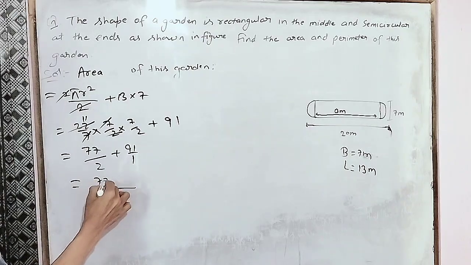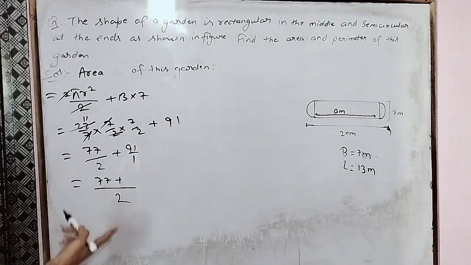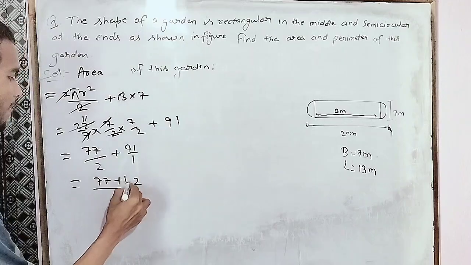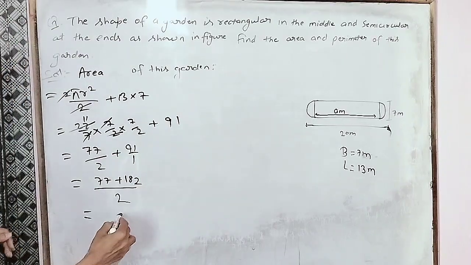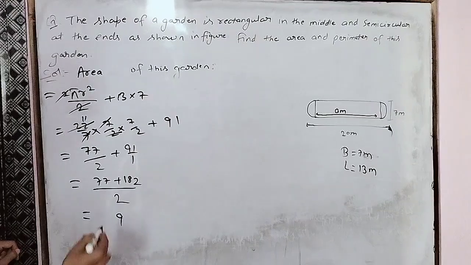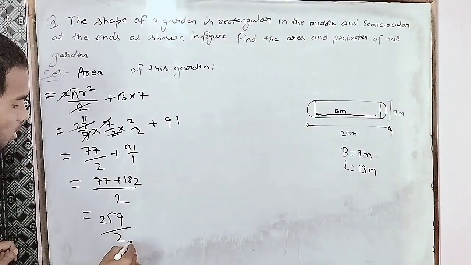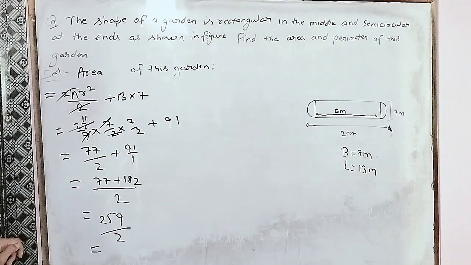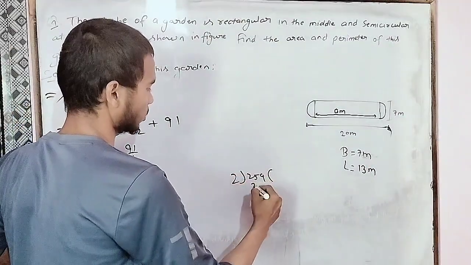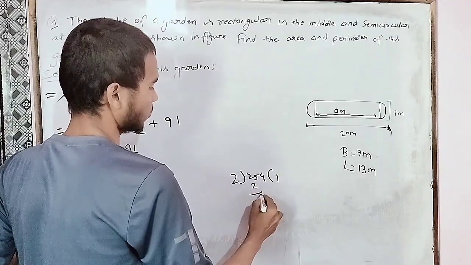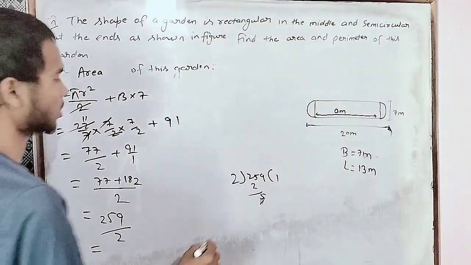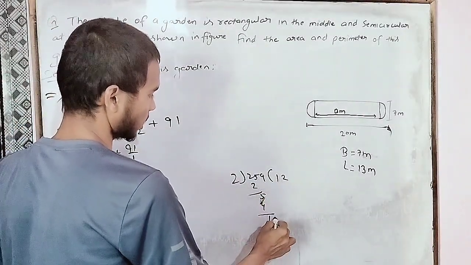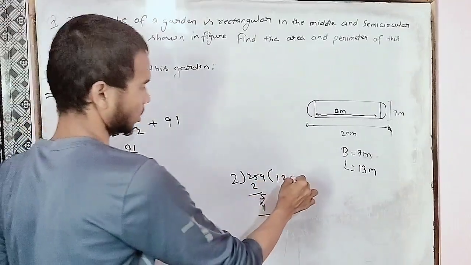77 over 2, okay. 91 multiplied by 2. 2 2s are 4, 2 1s are 2, and 2 9s are 18. Now 9, 8 and 7 is 15. 1 and 2 upon 2. Half of this would be how much? 5, 9. Then 4, 2, 1, 9. 2 9s are 18.